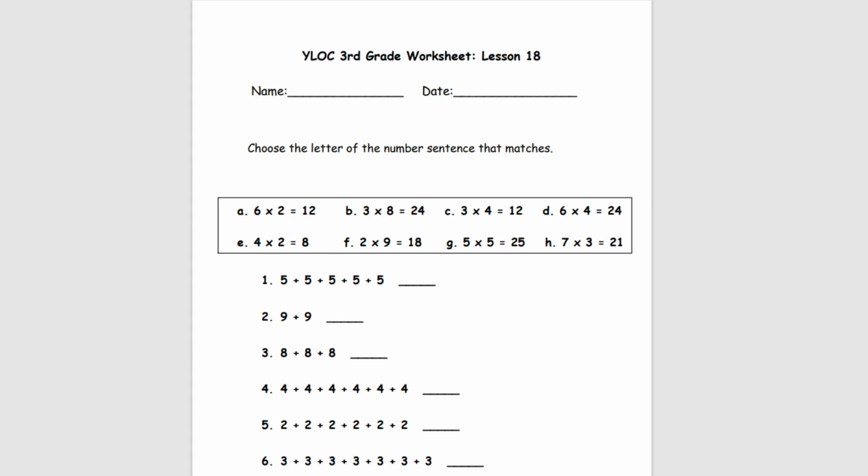Welcome to third grade worksheet lesson number 18. And to start off, we're going to be choosing the letter of the number sentence that matches.